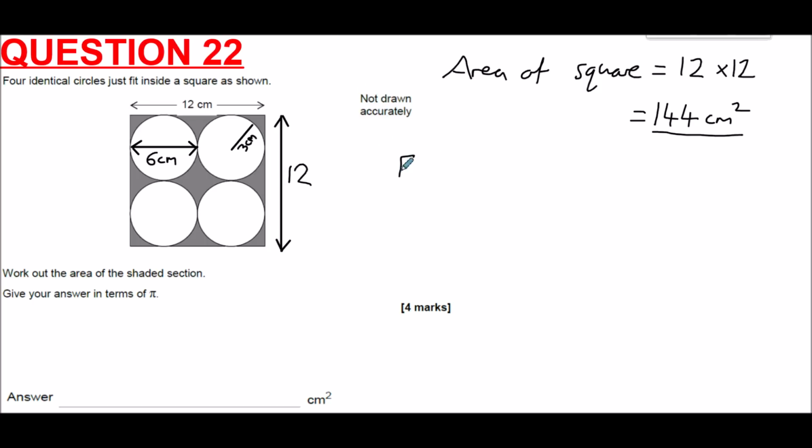So for one circle, you need to remember the formula for area of a circle. The area of a circle is pi r squared.